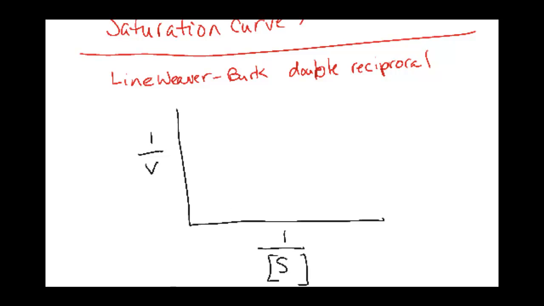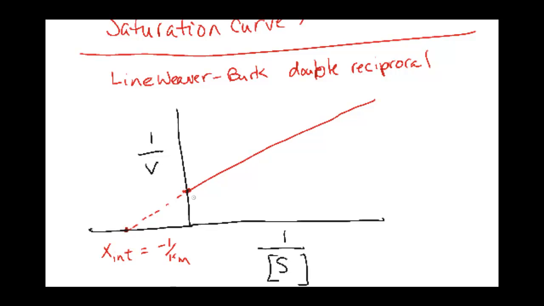And what happens whenever you do this is you end up with a straight line as opposed to having to guess what the asymptote is. And it allows you to extrapolate down to the x-axis. What is the benefit of doing this? Well, the x-intercept for a Lineweaver-Burk plot is going to be equal to negative 1 over Km. The y-intercept of the Lineweaver-Burk plot is going to be 1 over Vmax.